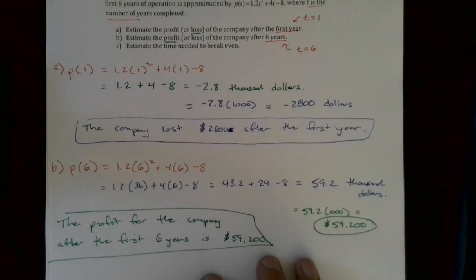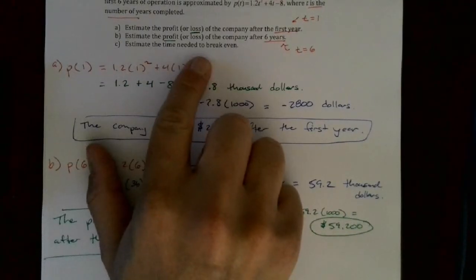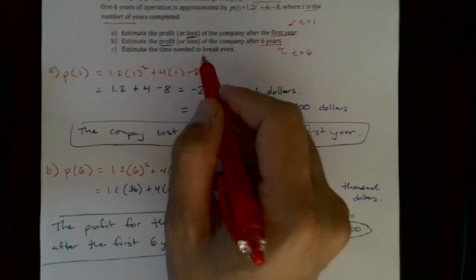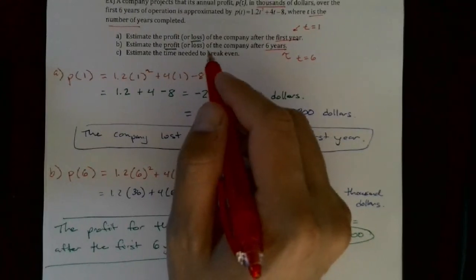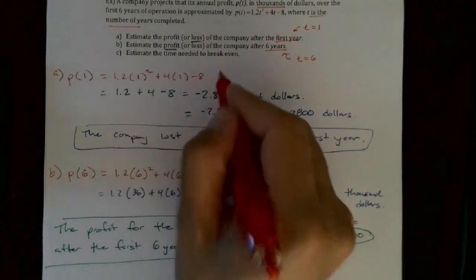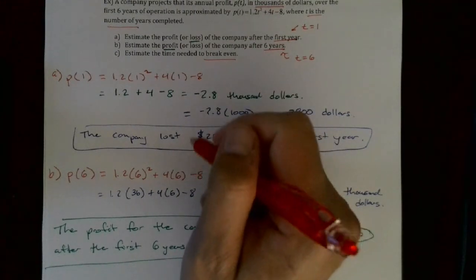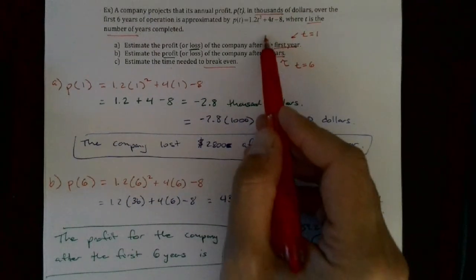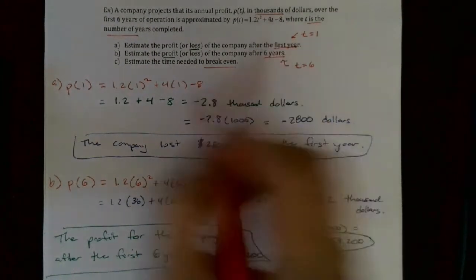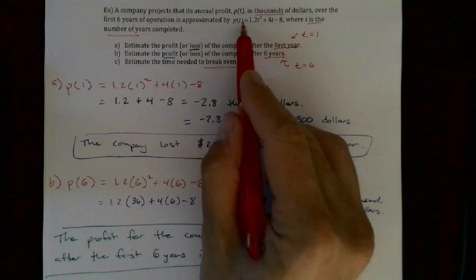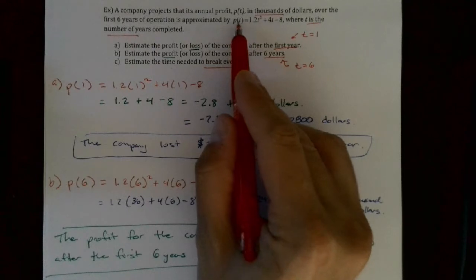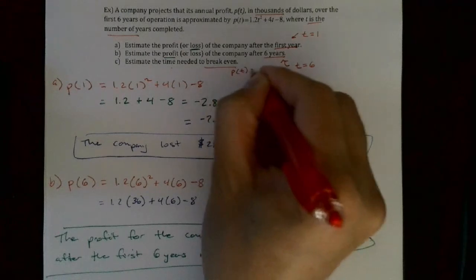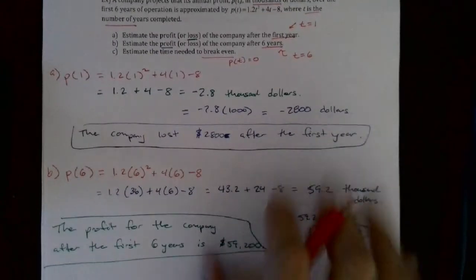All right, and then the last question, it says estimate the time needed to break even. Make sure you know what it means to say break even. Break even means you don't take a profit or a loss, exactly the amount that you started with. You didn't lose any, you didn't gain any. So to break even means the profit is 0. When it says estimate the time, we're trying to find t. So you're not going to sub in 0 for t, because we're trying to find the time. You're going to sub in 0 for the p of t side of the equation, the profit. The profit will be 0 when you break even, so p of t is equal to 0. The y value is equal to 0, in other words.